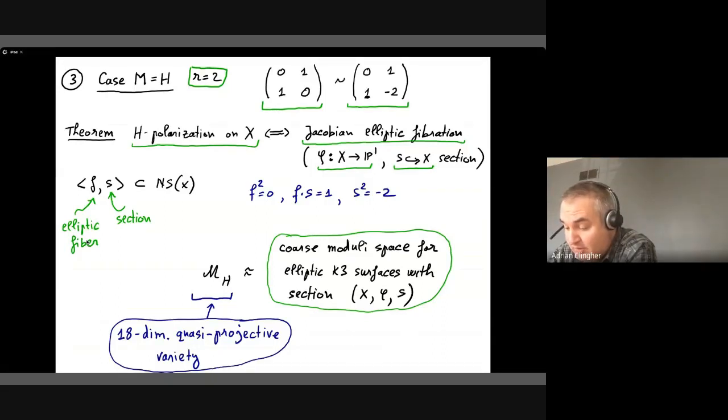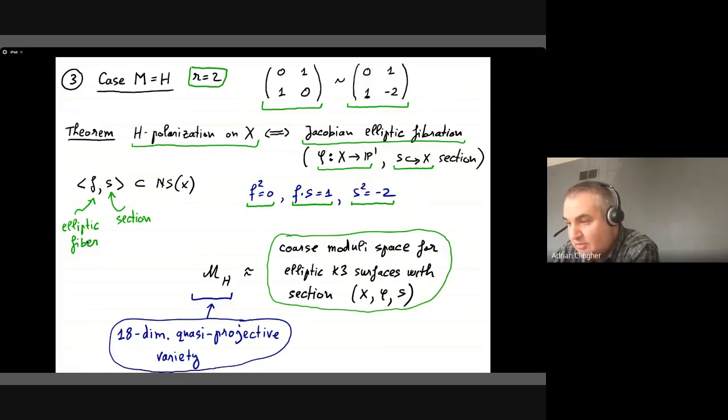And if I have a Jacobian elliptic fibration, then cohomologically, I will have an elliptic fiber F, which of course will have self-intersection 0. Then the fiber will intersect the section at 1. And on a K3 surface, a section will be a rational curve, so its self-intersection will have to be minus 2. So you can see where this rank 2 sublattice is coming from.